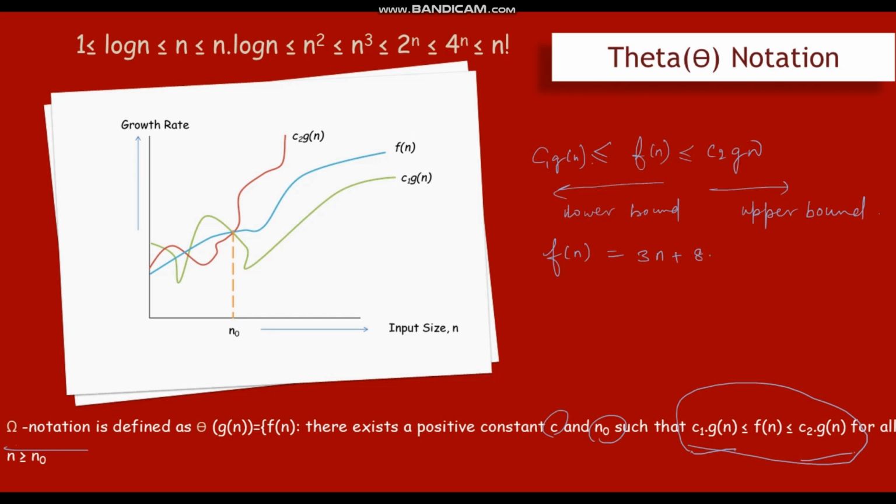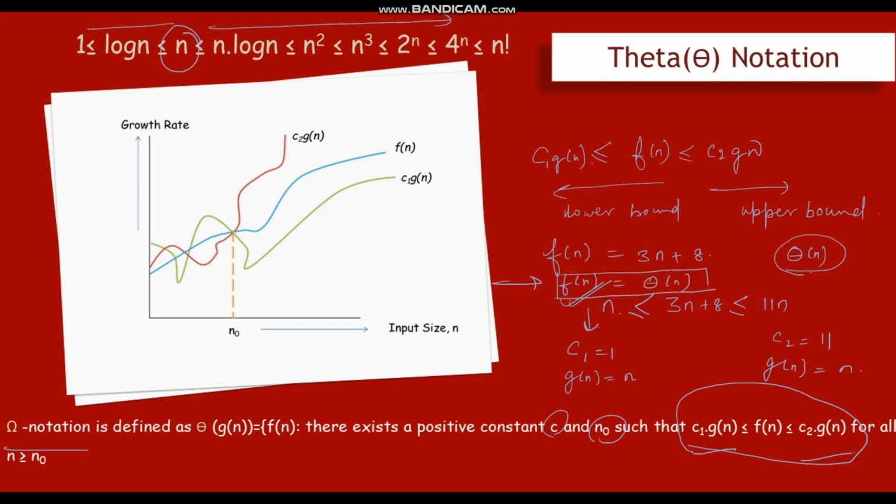Let's take the similar example. F of n is equal to 3n plus 8. We have already calculated c1 dot g of n in the previous slides. So we got the lower bound as n, and we got the upper bound as 11 of n. So on the left hand side we have c1's value as 1 and g of n is equal to n, whereas on the upper bound we have the value of c2 as 11 and g of n as n. Hence, we get the theta notation for the function 3n plus 8 as theta of n.